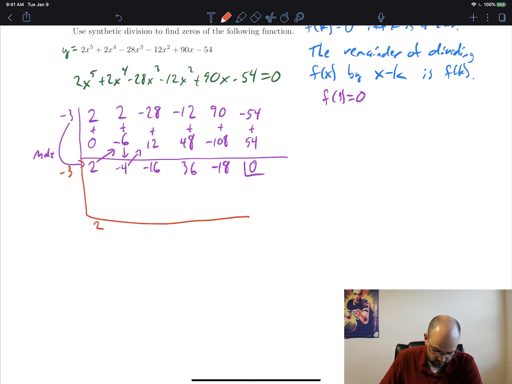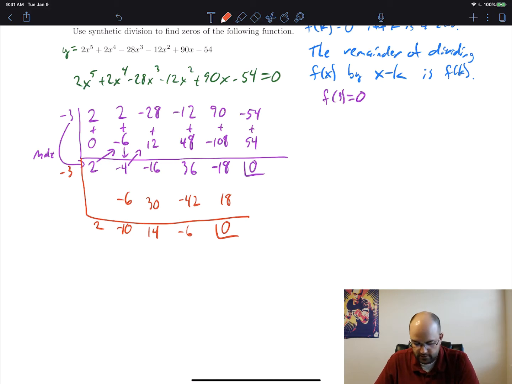Bring down the 2. Negative 3 times 2 is negative 6. Negative 4 plus negative 6 is negative 10. Negative 3 times negative 10 is positive 30. Negative 16 plus 30 is 14. Negative 3 times 14 is negative 42. 36 minus 42 is negative 6. Negative 3 times negative 6 is positive 18. Awesome. So I just proved that negative 3 is a 0 again.